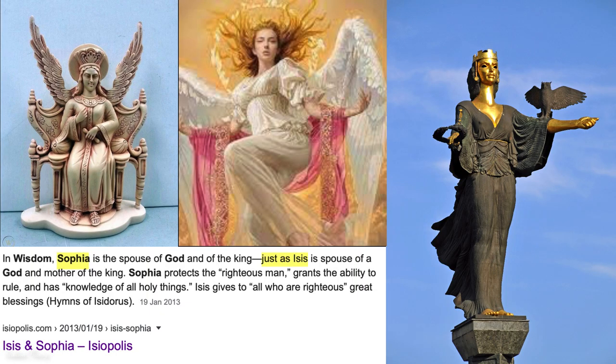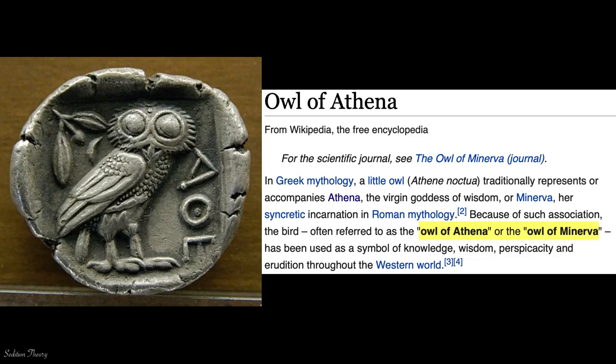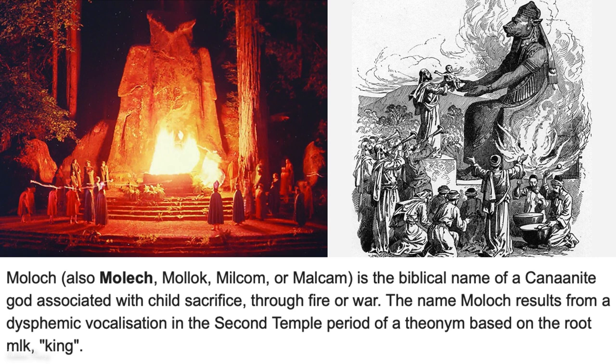Sophia is also Isis, and the owl sitting on her shoulder is very important, because what do we have here? The owl of Athena, or the owl of Minerva. So the owl is symbolic of Isis also. So the owl and the cow, Molech, Malcolm in the middle. Malcolm in the middle of what? The sun and the moon, bruv, that's what.